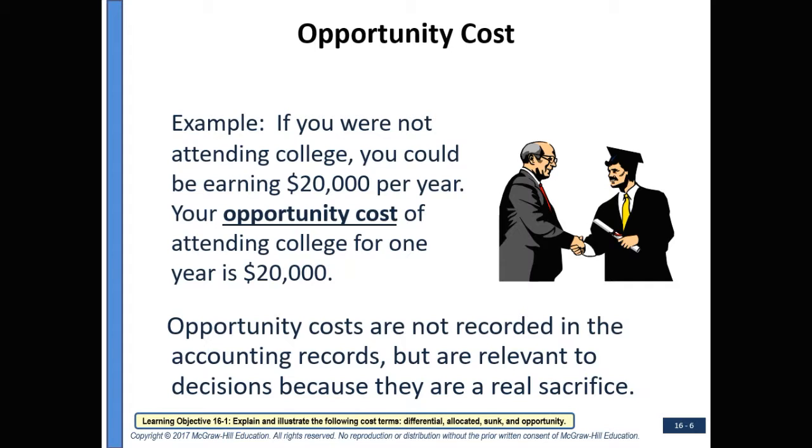Opportunity costs are not recorded in the accounting records, but are relevant to making decisions because they are a real sacrifice. For example, if you are not attending college, you could be earning $20,000 per year. Your opportunity cost for attending college for 1 year is $20,000. You gave up $20,000 to attend college.